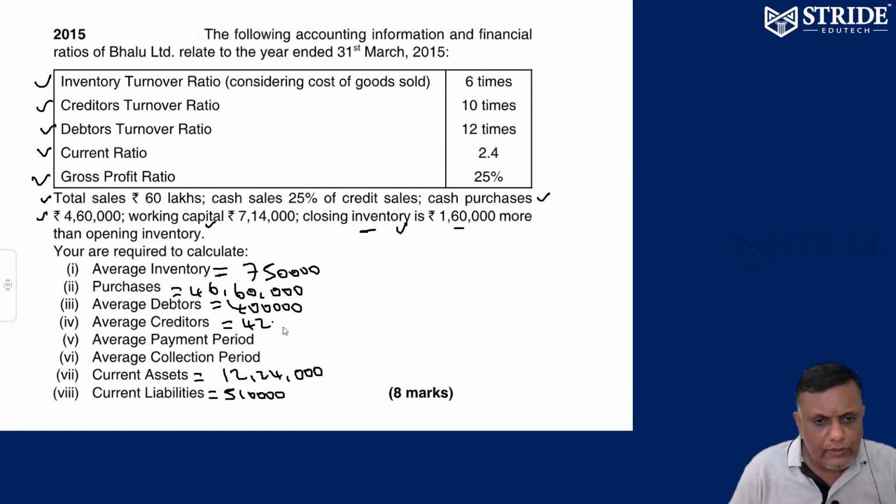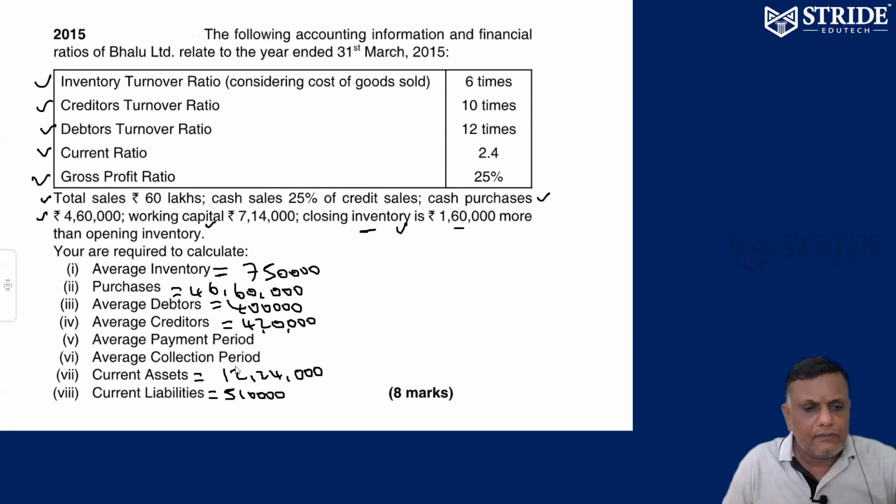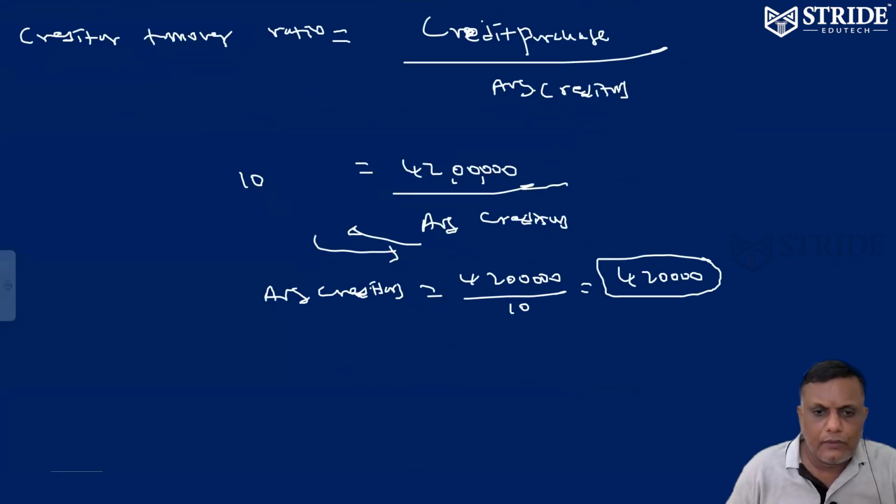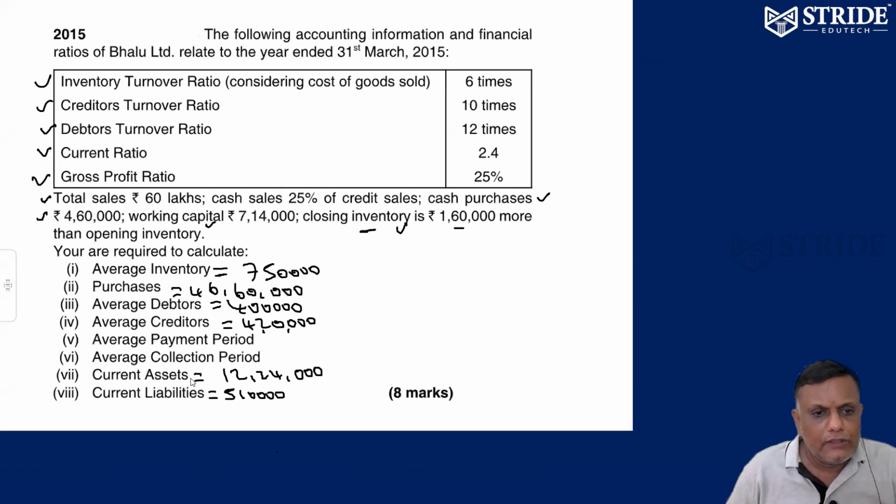So 4,20,000. Average creditor is 4,20,000. That's it. Next one.